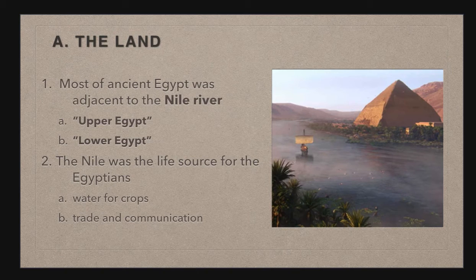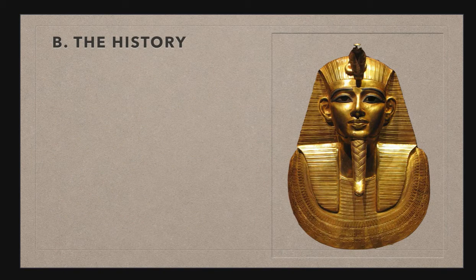So trade and communication were also an important part of the Nile as well for the Egyptians because it's kind of what they had to rely upon. Now we jump into their history.